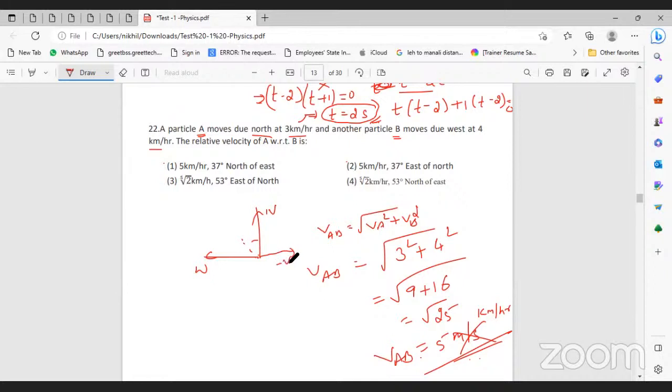So this is the velocity of the body B and this is the body A. So the resultant should go like this. So the resultant is going north of east. Opposite to west you have to take. North of east. So option A is the right answer. East of north you will not get. You have to get north of east. So 5 kilometer per hour is the answer.